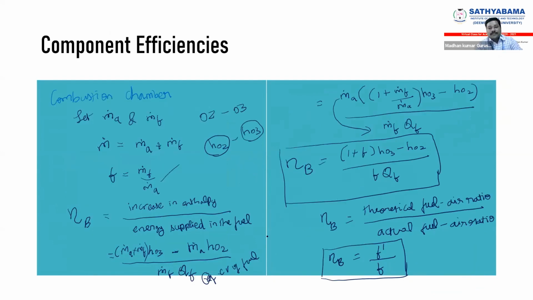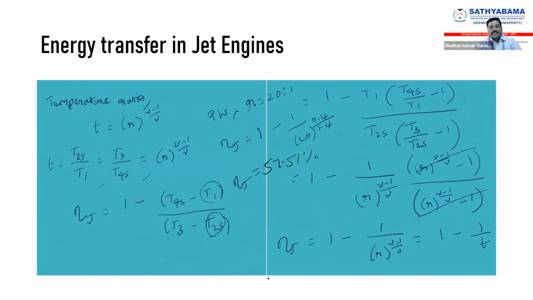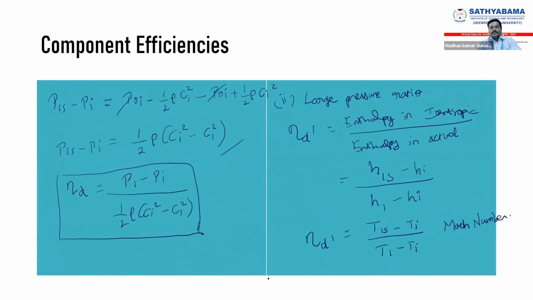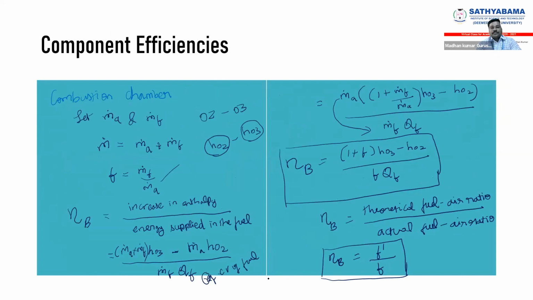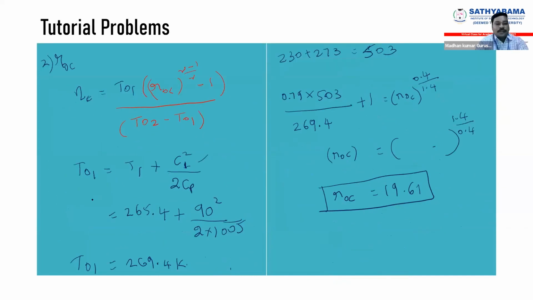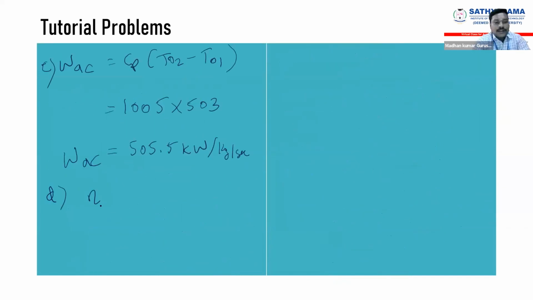Right? This is the formula, the formula for air standard efficiency. So eta J is equal to 1 minus 1 by r to the power of (gamma minus 1) by gamma. Right? So we are going to find the air standard efficiency now.